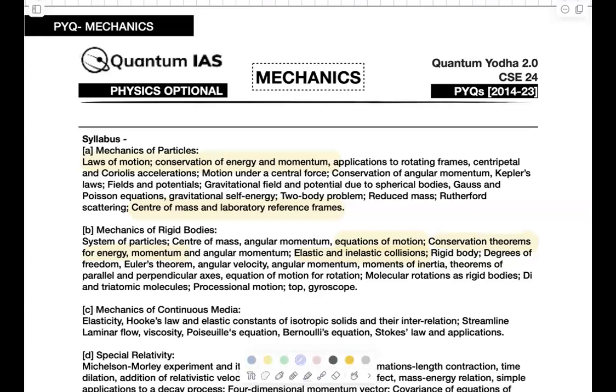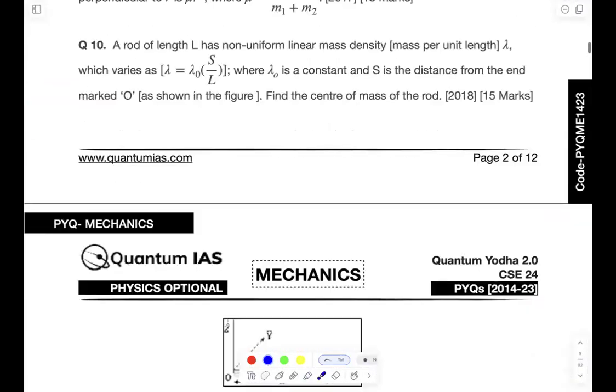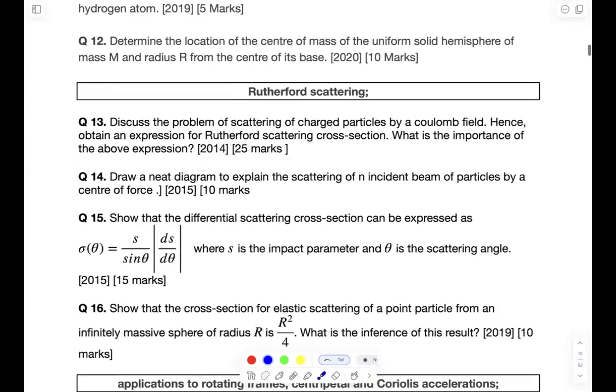So let me use another color. That is application of rotating frames, centripetal and Coriolis acceleration, motion under central force, and conservation of angular momentum, Kepler's law. So are you getting it? It is around 1, 2, 3, 4, 5 topics, right? So how the nature of the question has evolved, first we will see that, and then we will come to the discussion of the question.